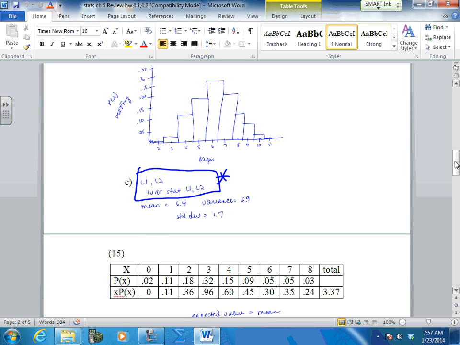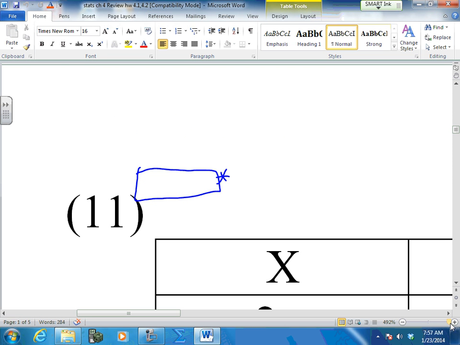Zoom in. Whoops. A little bit too big of a zoom, huh?